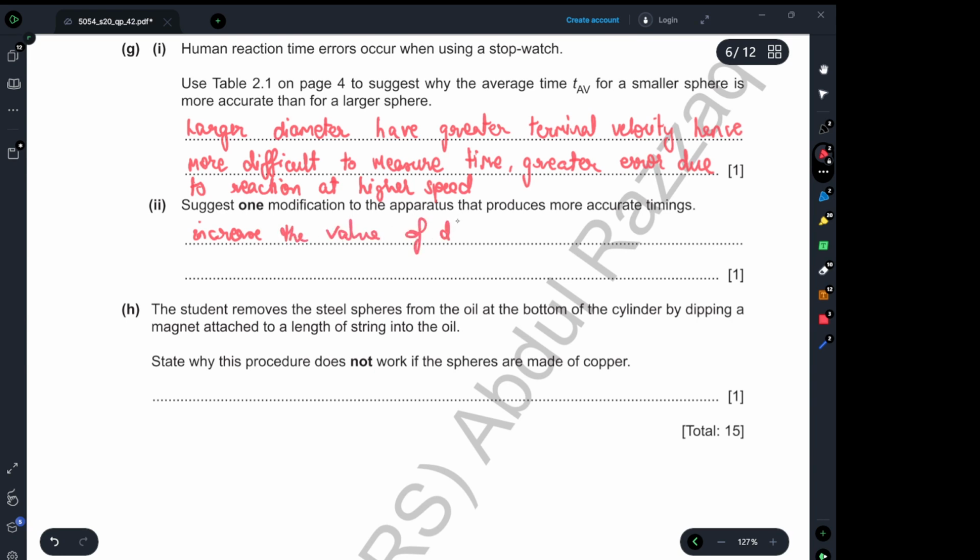of t. ठीक है. The student removes steel spheres from oil at the bottom of the cylinder by dipping a magnet attached to a length of the string. Suggest why this procedure does not work if the spheres are made of copper. So copper is non-magnetic. ठीक है, copper is not magnetic. Copper जो है वो magnetic नहीं है. So you cannot attract it with a magnet. ठीक है, moving on.